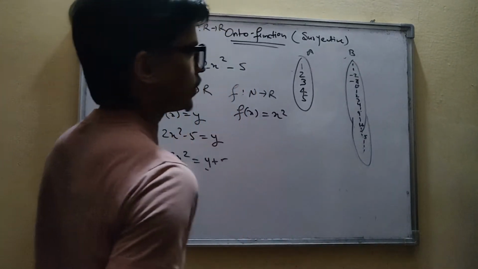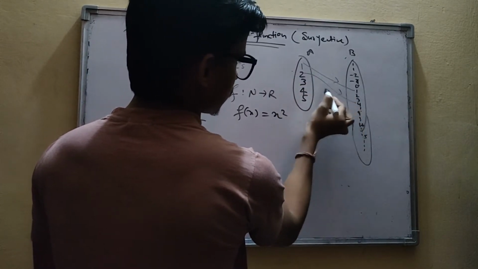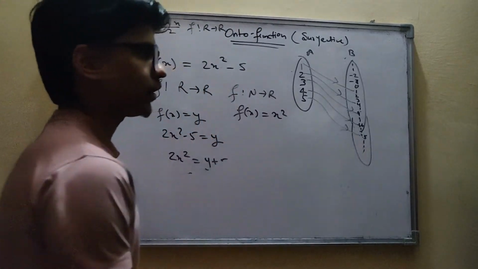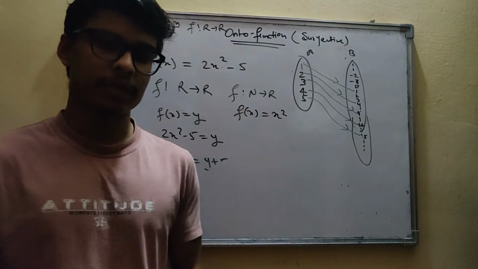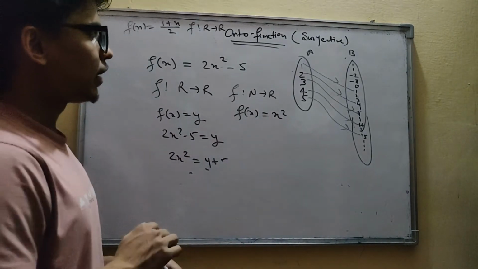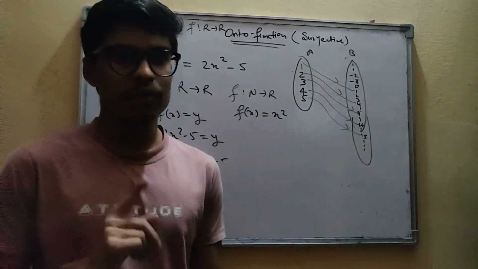This is how it will appear. This will be b, and the mapping will be like this. Just for illustration purposes, I am taking something like this: 3 goes to 9, 4 goes to 16 and 5 goes to 25, right? This will be the mapping. Because the mapping is from natural numbers, this function is one-one but not onto.